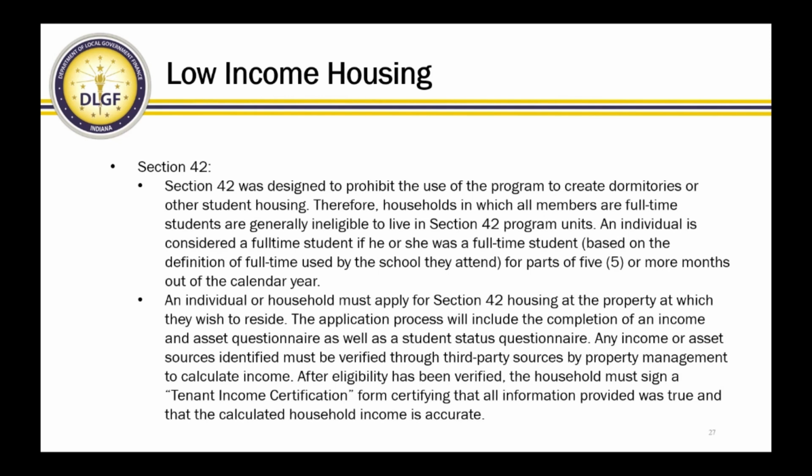So I mentioned a minute ago, talking about student housing. And so the Section 42 program was designed to prohibit the use of the program to create dormitories or other student housing. If you think of college or university towns, certainly if you were to have students moving in, the income levels would probably be pretty low. And so the Section 42 program was designed to reduce dormitories or other student housing from qualifying for Section 42 designation.